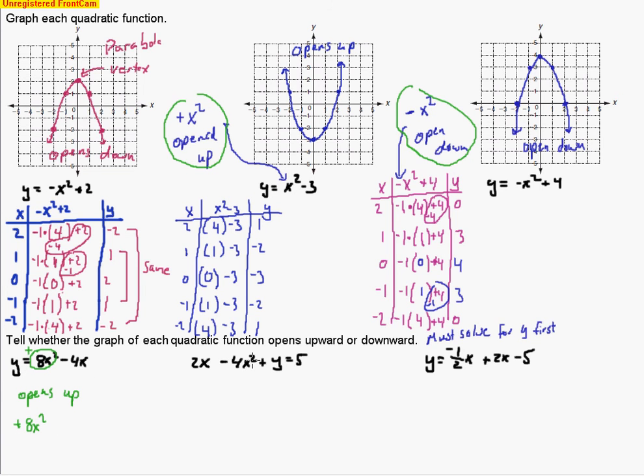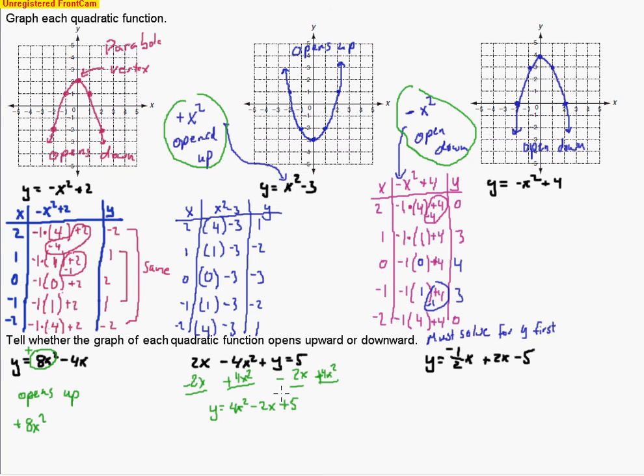Over here, y is not by itself. We have to do some work. So here I got to subtract that 2x. I also need to add this 4x squared. And so let's see what we have now. We have y equals, now I'm going to write this in descending order from highest exponent to lowest. So it's 4x squared minus 2x plus 5.